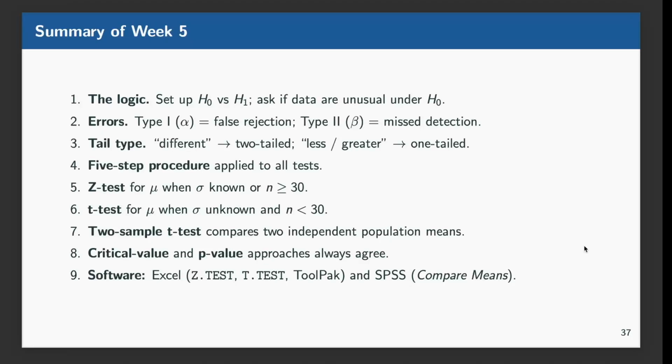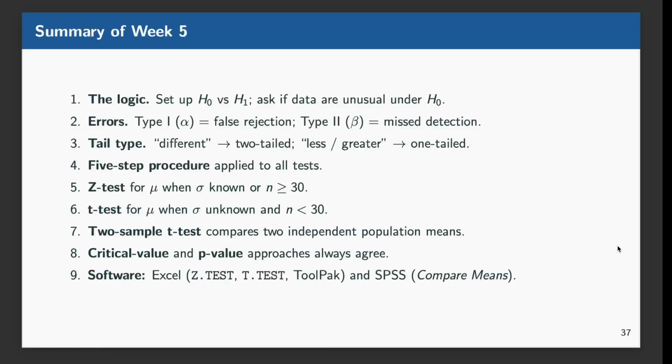Let's compress today's 9 ideas into one pass. We set up H0 versus H1 and asked whether our observed data looked unusual under the assumption that H0 was actually true. We named type 1 error a false rejection governed by alpha, and type 2 error, a misdetection governed by beta. We learned the Q words. Different signals a 2-tailed test, less or greater signal a 1-tailed test. We applied the exact same 5-step procedure to every single test we ran.